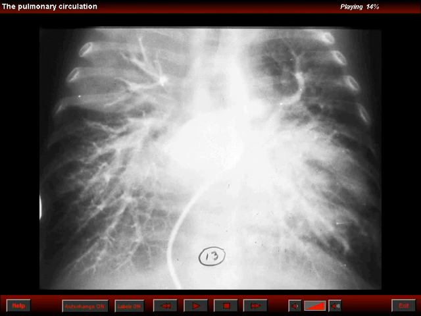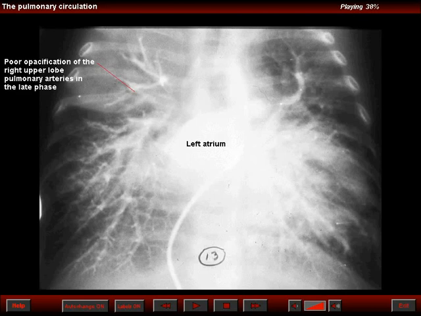In a late phase of the angiographic examination, when we already have the left atrium opacified, note the poor opacification of the vessels of the right upper lobe. We have to expect asymmetric pulmonary blood flow and flow retardation when we have such a situation.